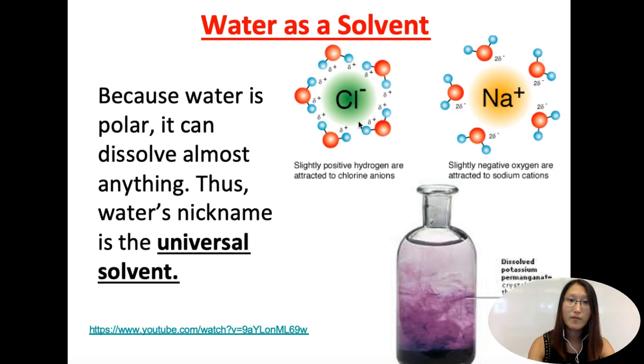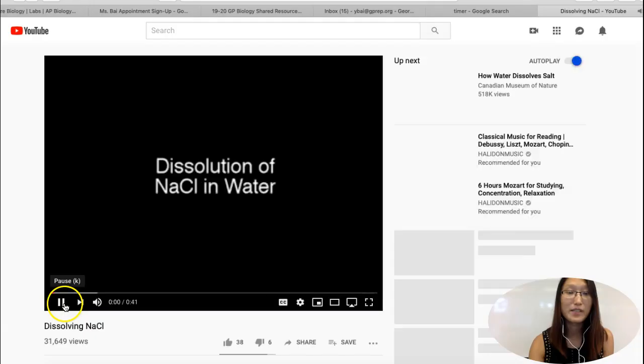So here's what you need to know. Because water is polar, okay, it's all about the properties of water right here. Water is polar, so it can dissolve almost anything, or at least anything that is also polar or that is ionic. So we give water this nickname called the universal solvent.